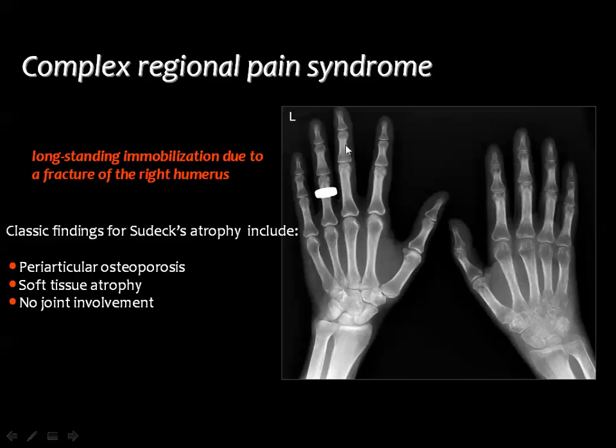And this is complex regional pain syndrome in the left hand. Then you see the severe osteoporotic changes around the joints, around the carpal bones, and in the distal part of the ulna and radius. And if you look carefully, you cannot see any fracture line, for example, in this particular case, and you compare to the normal hand on the left side. This is the right hand.